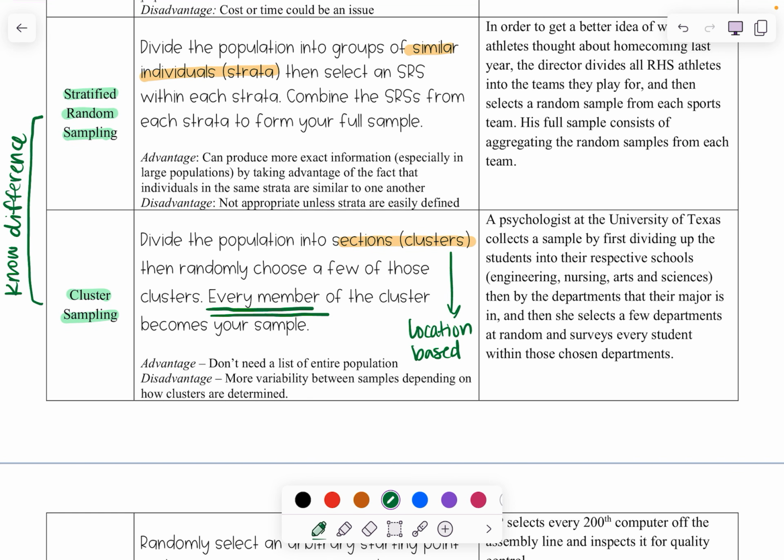I can guarantee you they will give you multiple choice questions that describe how they're going to collect their sample, and you have to pick: is it simple? Is it stratified?